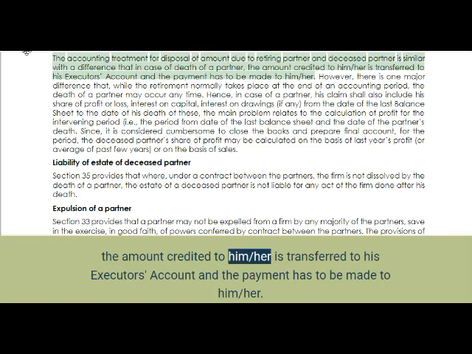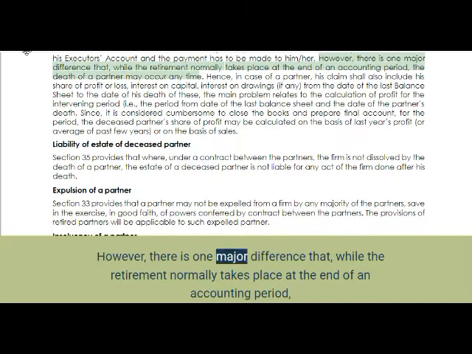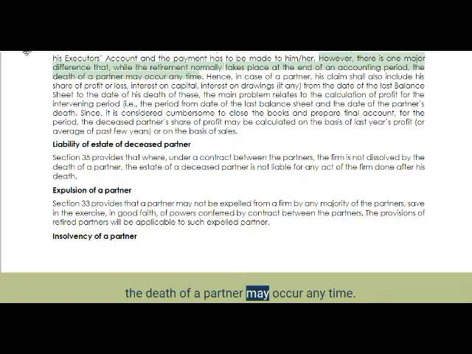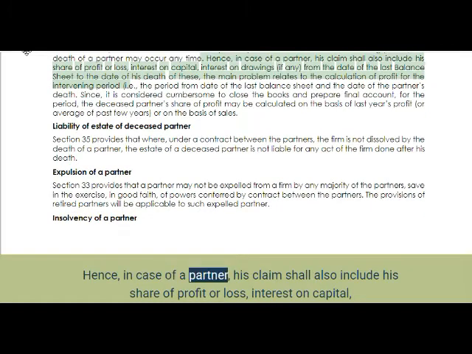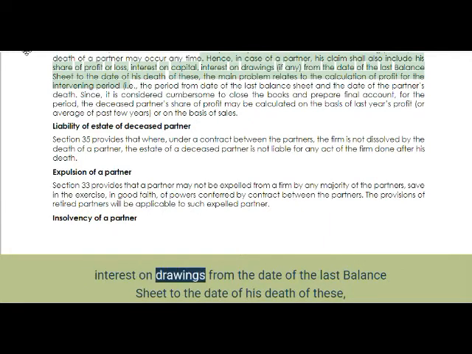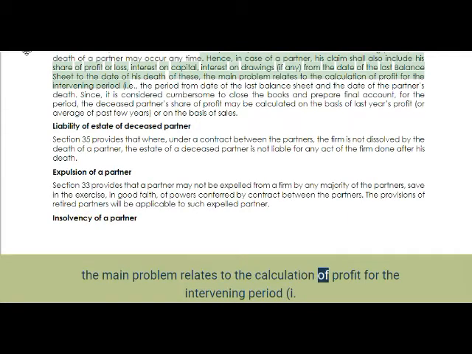The following are to be taken care of while admitting a new partner. Computation of new profit-sharing ratio and sacrifice ratio. Accounting treatment of goodwill. Revaluation of assets and liabilities. Treatment of undistributed profits and accumulated losses. Adjustment of capital accounts.